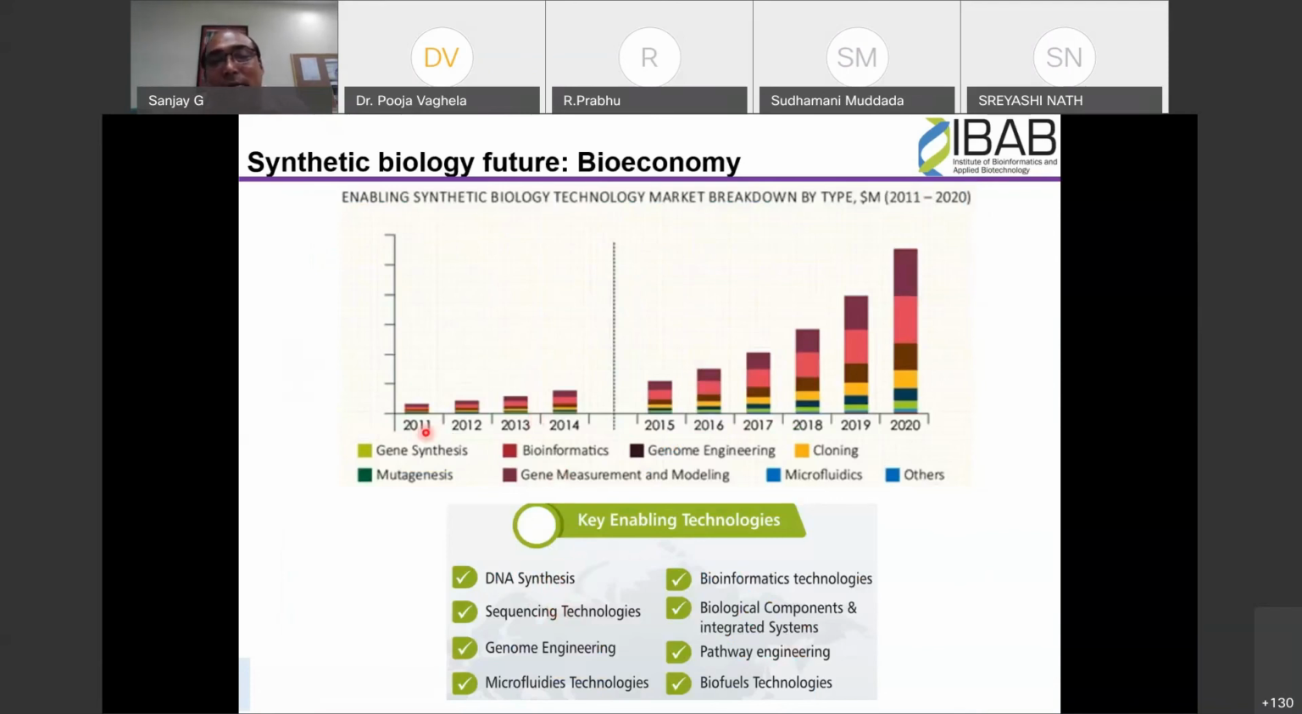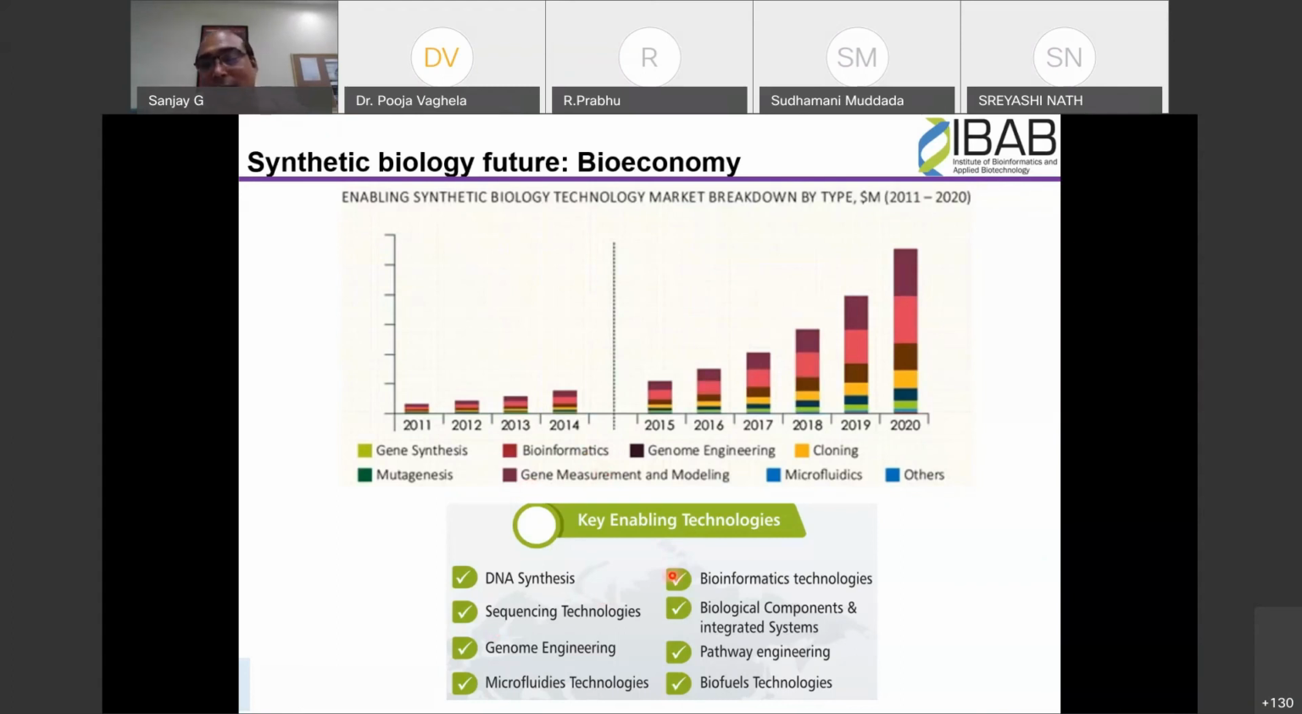What has happened from 2011 onwards, when all these tools were in place, is an exponential increase in mostly bioinformatics-based approaches, because it is data-driven science, and also gene measurement and modeling. So these are all in silico. We need more people with an interest in computational work to process this data which is already out there and make hypotheses which the experimentalists can test and engineer cells.